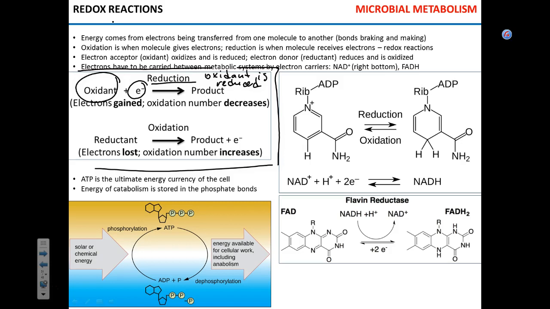Now reductant, in the process of oxidation, loses the electron and reductant is oxidized. That makes sense.